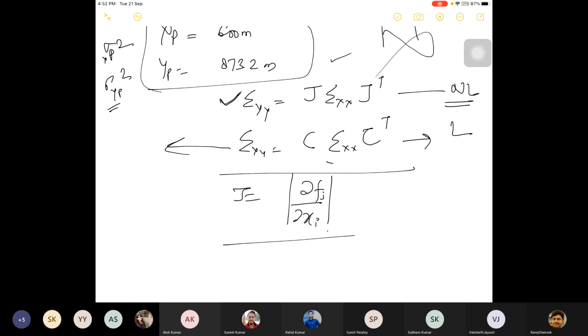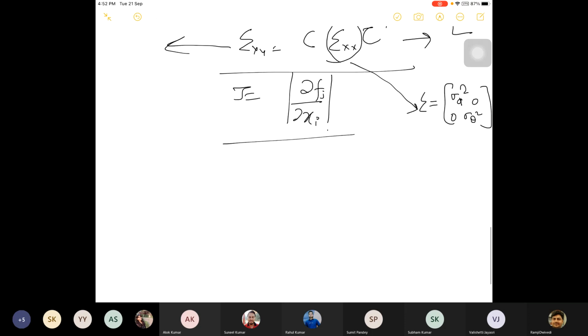So first you need to understand what is your sigma xx in this case. Sigma xx would be nothing but sigma d square, sigma theta square, assuming these are uncorrelated. Okay. Now what would be your Jacobian?